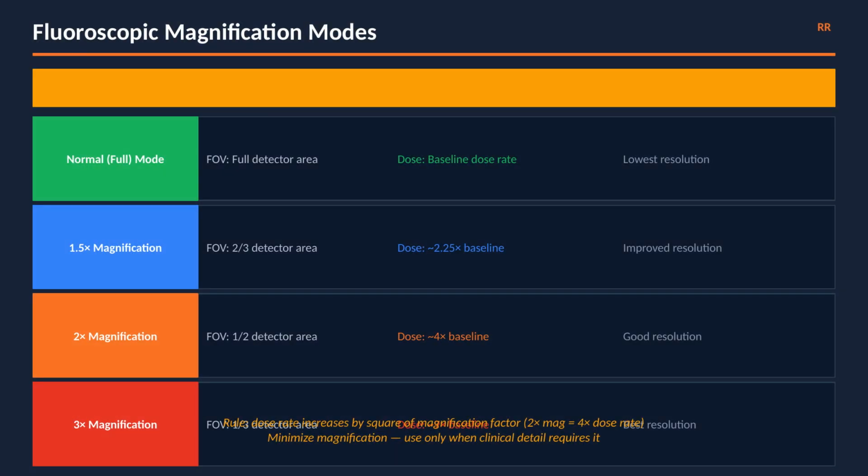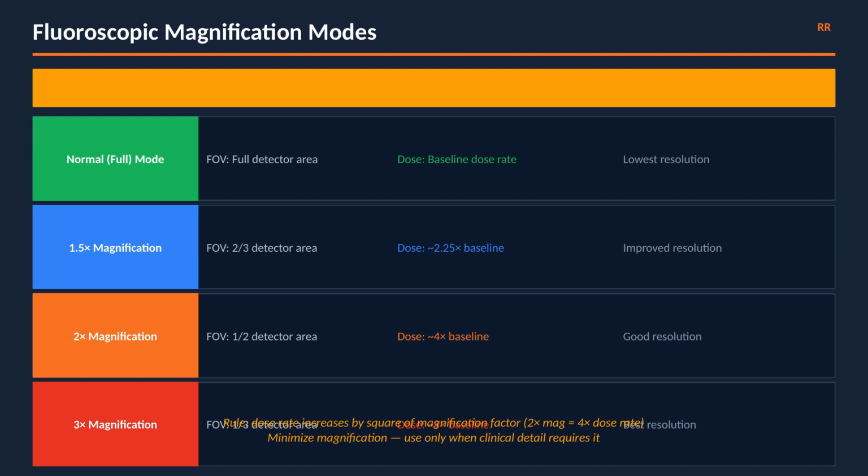Magnification reduces the field of view to increase apparent image size. But it comes with a critical dose trade-off. In normal, full, mode, baseline dose rate. Full detector area utilized. At 1.5 times magnification, approximately 2.25 times the baseline dose rate.